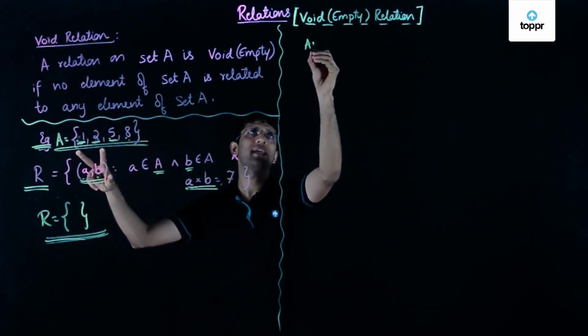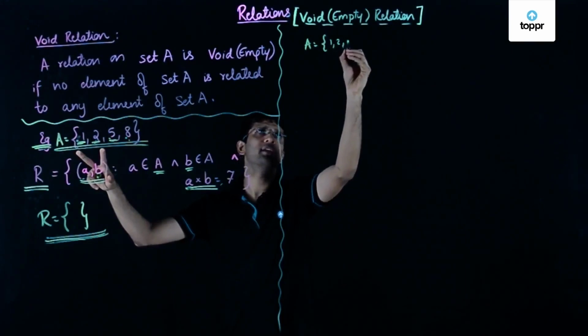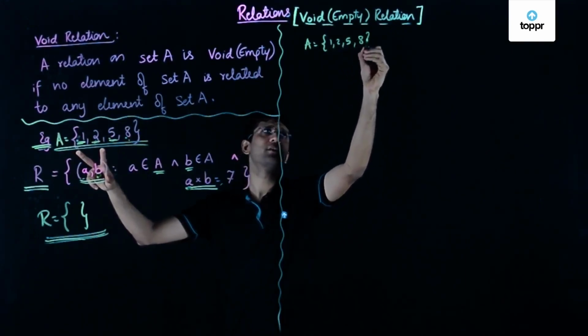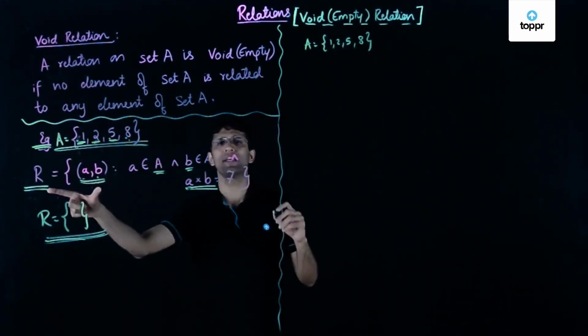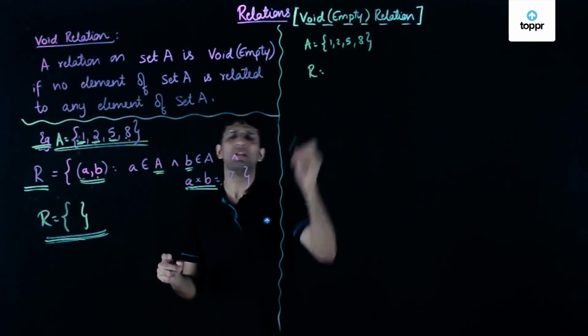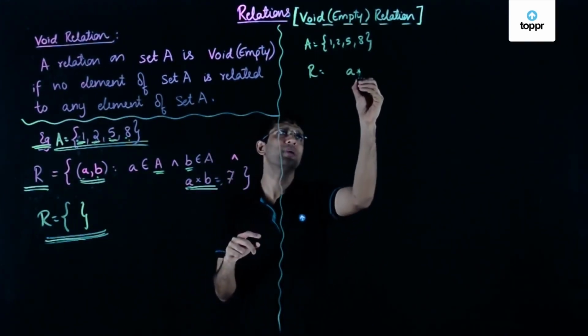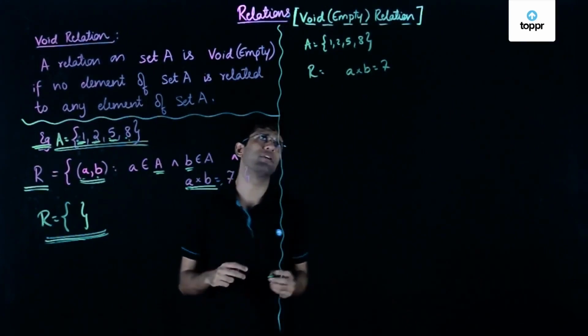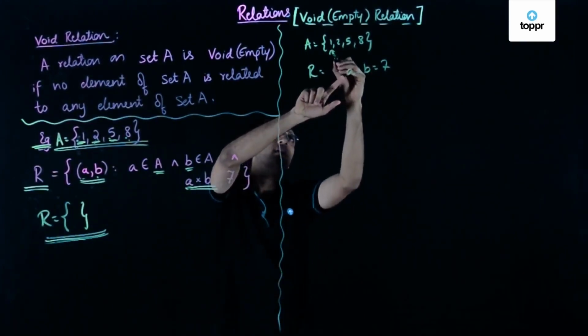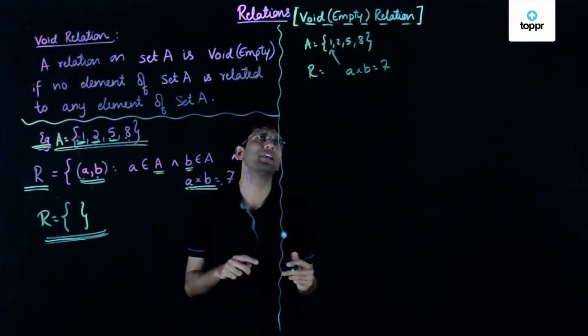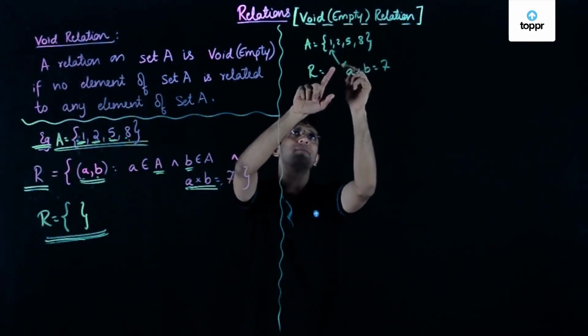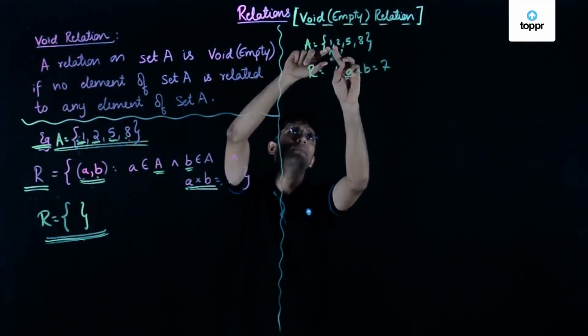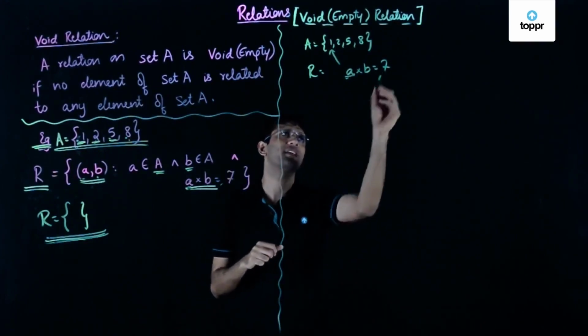So I have a set A consisting of elements 1, 2, 5 and 8. And now the relation here has a condition that we need A into B should be equal to 7. Now if you fix our A as 1 and if you give any value to B, you will realize that for no value of A and B, where A is equal to 1 and B is equal to any one of these values, can we get a 7.